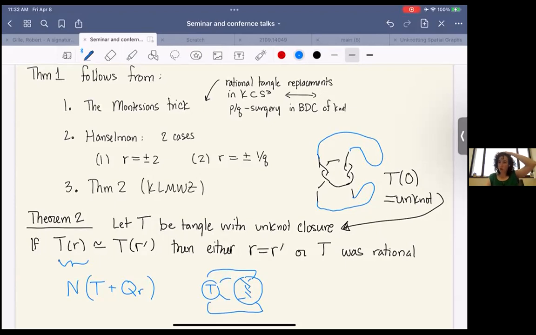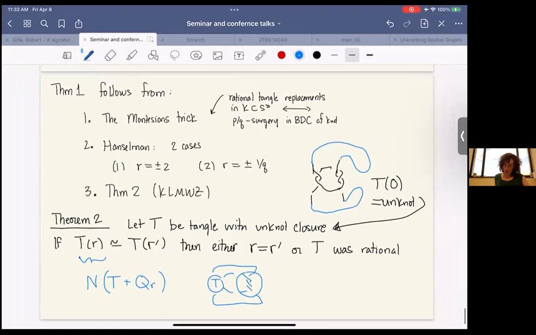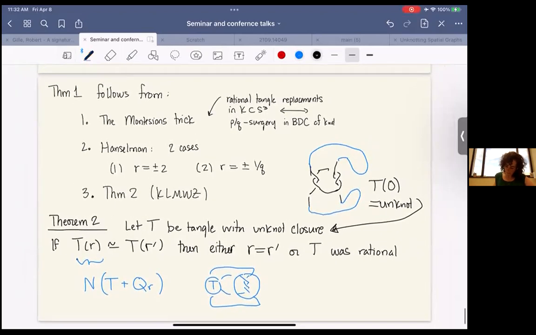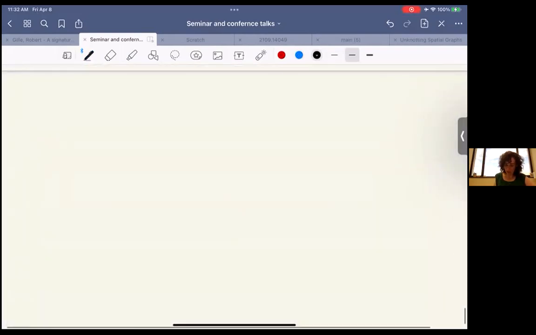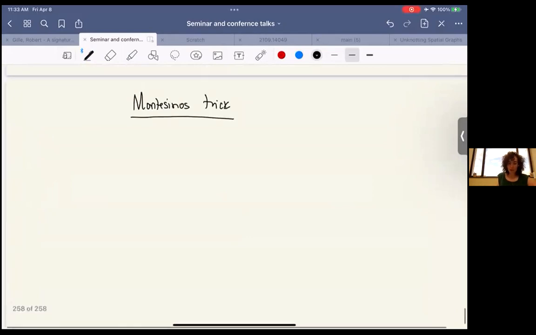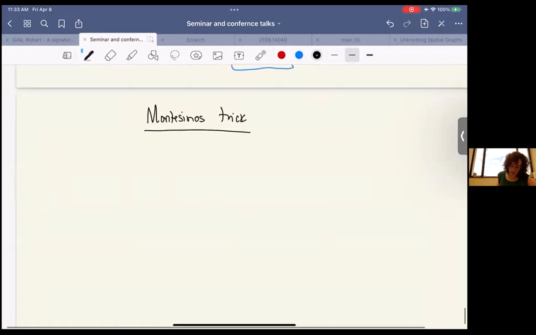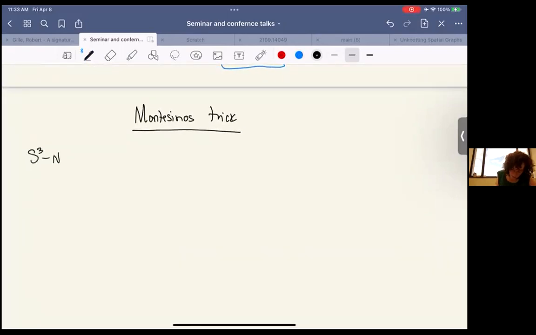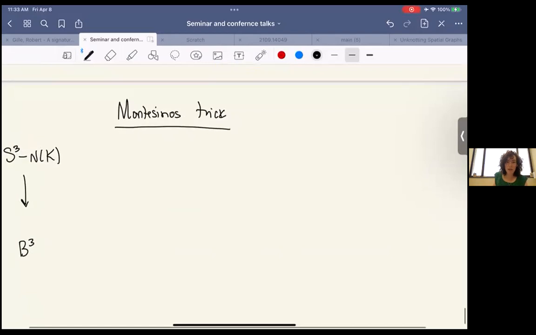As I mentioned a moment ago, we're basically going to use the Montesinos trick to go between the theorem statements. So how does the Montesinos trick look in this context? Or how does our upstairs, downstairs stairwell look in this context? Okay, so the notion is we have this knot complement, and we are going to be kind of going to the three-ball. Let me draw a picture over here. Actually, let me draw a strongly invertible knot.